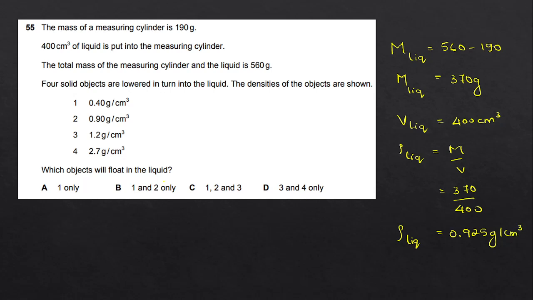Let's look at the density of all the other objects. Now we have the first object. First object has a density of 0.4 gram per cm cube, and we have to find which object floats. Obviously object 1 has less density compared to the liquid, so object 1 floats. Object 2 has a density of 0.9 gram per cm cube, which is again less than the density of liquid. Object 2 floats. Object 3 and object 4 have density larger than the density of the liquid, so both of them will sink. So these two will not float. So the correct answer is object 1 and object 2 float. The option will be option B, 1 and 2 only.